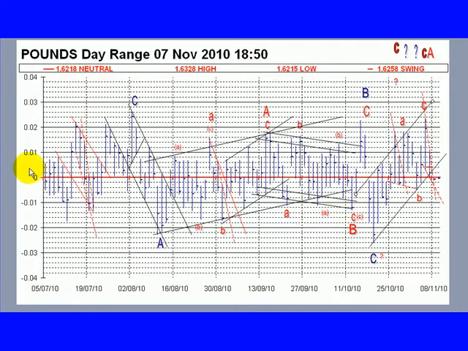There's neutral, and this is the scale. That's 1 cent above neutral, 2 cents, 3 cents. So 20, 40, 60, 80 ticks, 100 ticks. So 1 cent is 100 ticks. So you can calculate where you are, where your mom lines are.